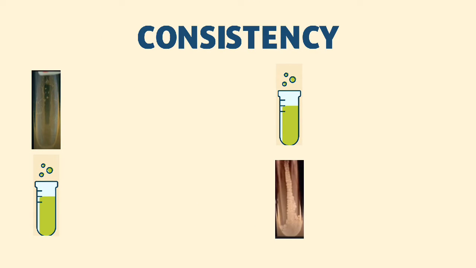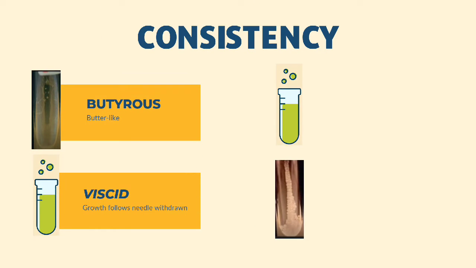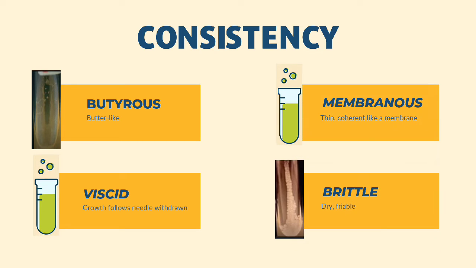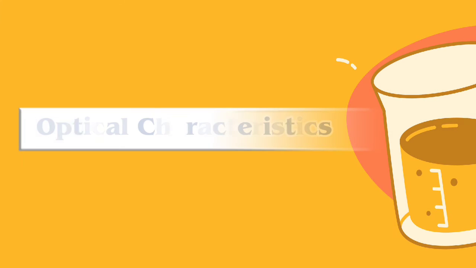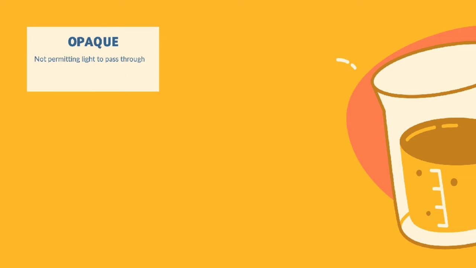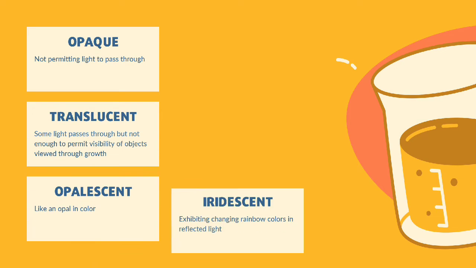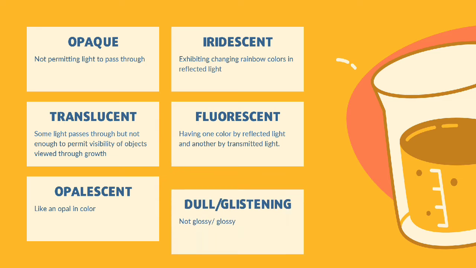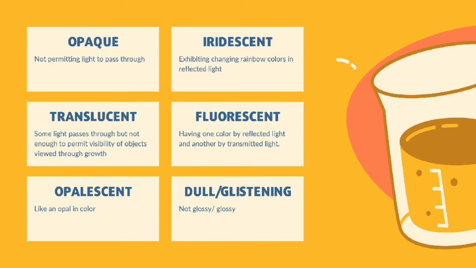Consistency of agar slants can be butyrous, viscid, membranous, or brittle. Agar slants are only in its liquid form. Optical characteristics. Optical characteristics of agar slants are opaque, translucent, opalescent, iridescent, fluorescent, dull, or glistening. These characteristics are all based on how much light travels through the colony.